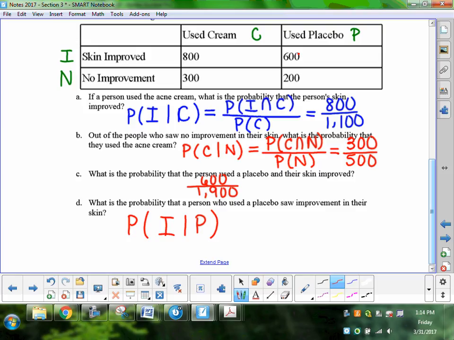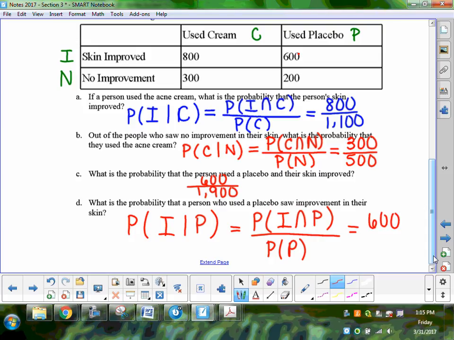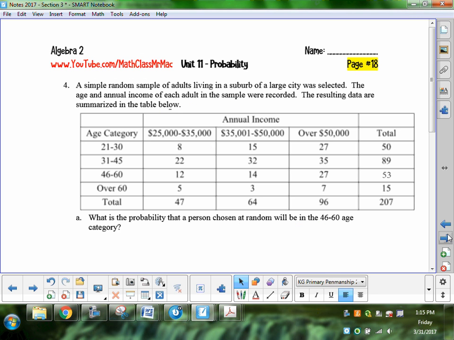So how many saw improvement given placebo? Well, that would be the probability of I and B over the probability of C, numbers of them. What would this become? I don't need you to reduce it. Hands up, please, when you can tell me what this will be. Now, looking at what's there. Questions on that?